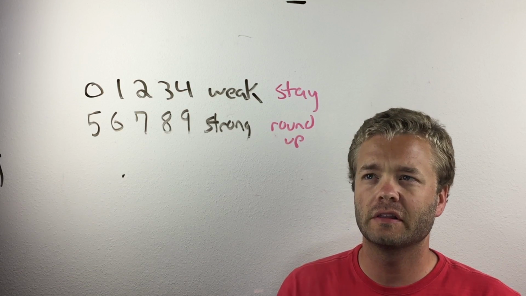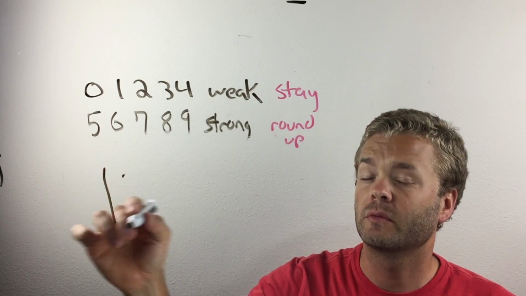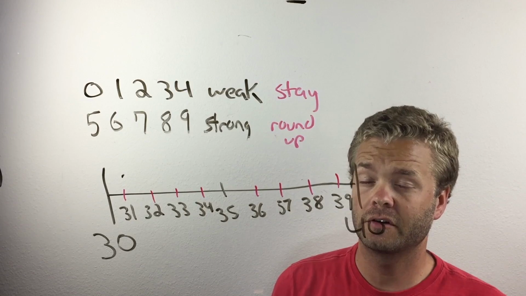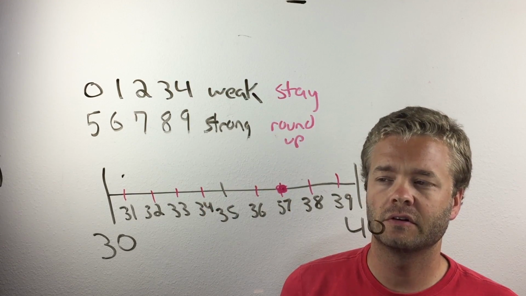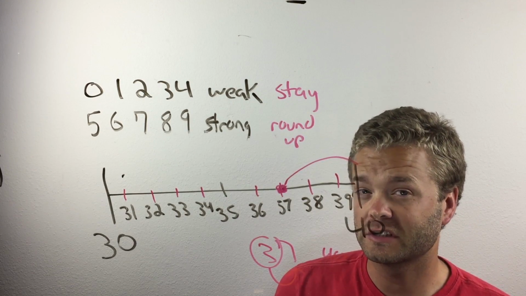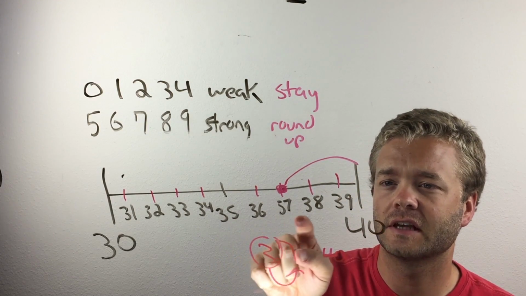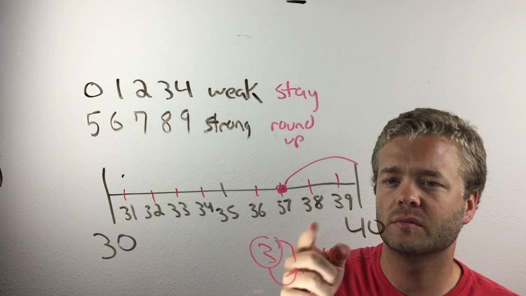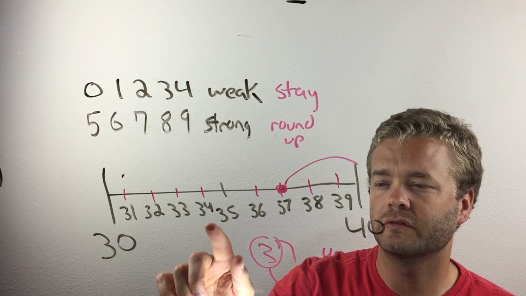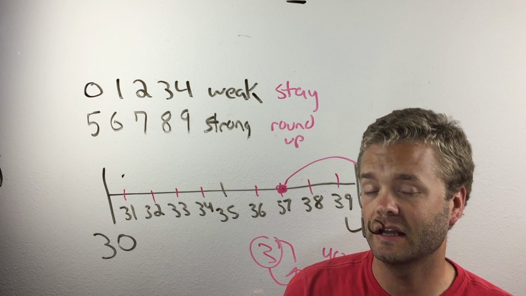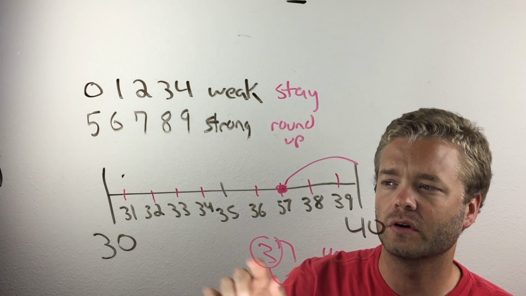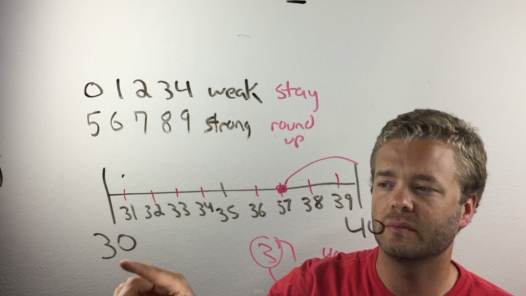Here's why I'm calling these numbers weak and strong. Remember my 37? Is 37 closer to 30 or 40? 37 would round to 40. Remember what I said about strong numbers? 5, 6, 7, 8, 9. All of these numbers round up. Remember the weak numbers? 0, 1, 2, 3, and 4. Those numbers make the number stay the same. It's crazy, right? So 30, 31, 32, 33, and 34, all those numbers stay the same at 30.